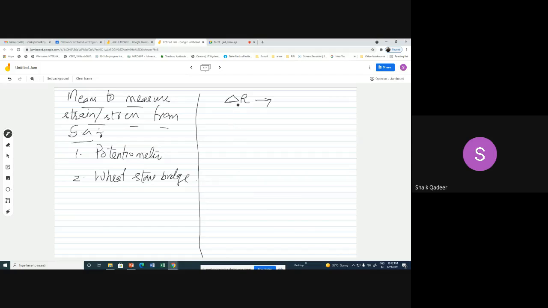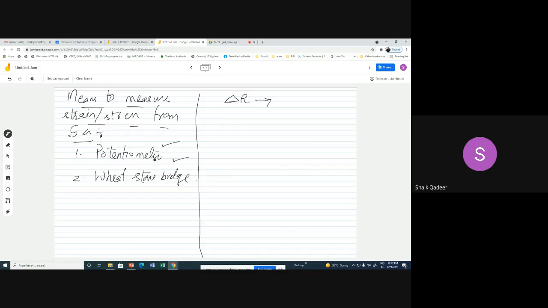How to measure change in resistance? Please answer. Voltmeter, multimeter? No, no. The same setup we can use: potentiometer or Wheatstone bridge. What is the strain gauge generating at the output? Change in resistance only. That only we are measuring now with the help of potentiometer or Wheatstone bridge.